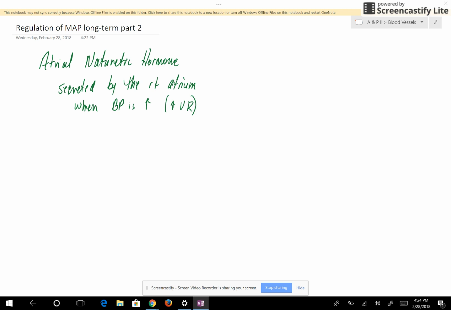We're looking at atrial natriuretic hormone, and we know that it's secreted by the right atrium when blood pressure is high. So secretion of atrial natriuretic hormone is going to cause a couple of things. Number one, it tells the kidneys to make more urine. Okay, so it tells the kidneys to make increased volume of urine.